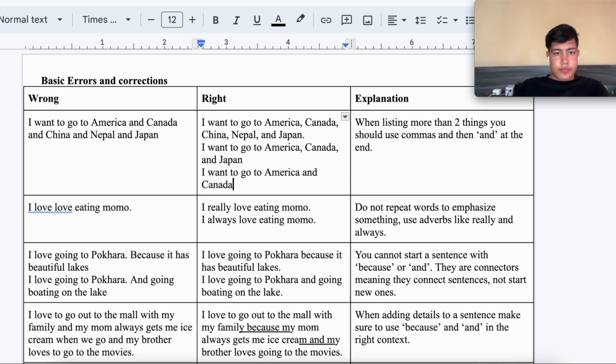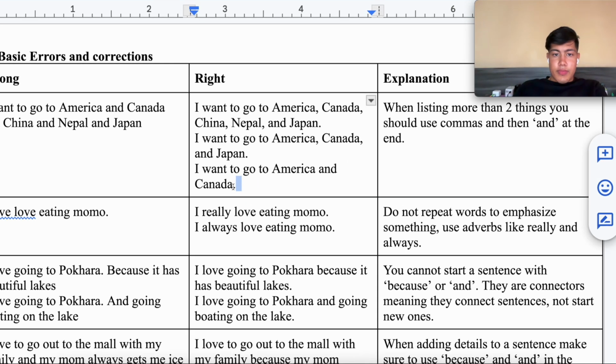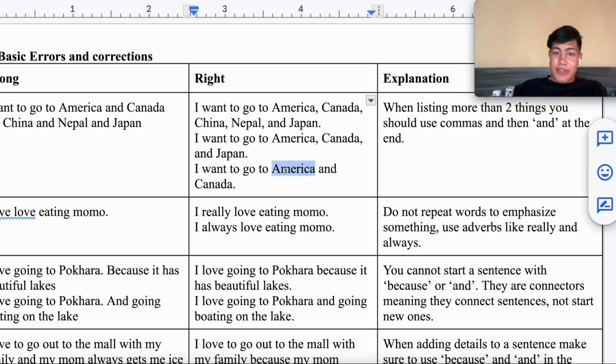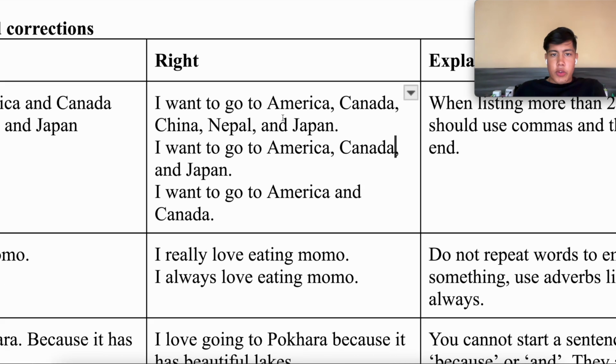Okay, so just making sure everyone understands because I'm not going to be there to correct. If there's two, you can just use and. If there's more than two, you have to start using commas. And another thing that's very important for everyone to understand is that for the last one, even before the and, you still need to use a comma.